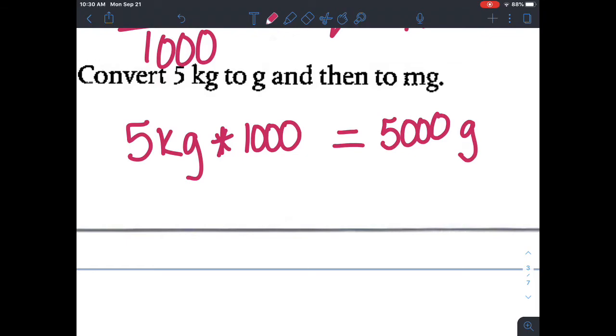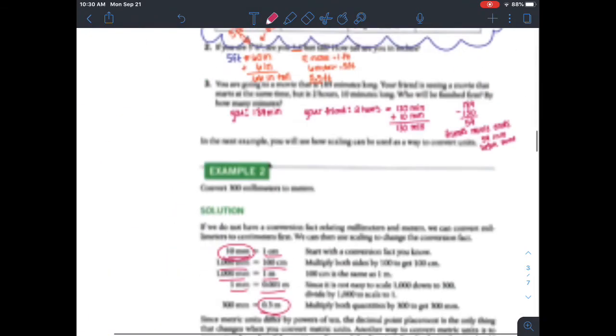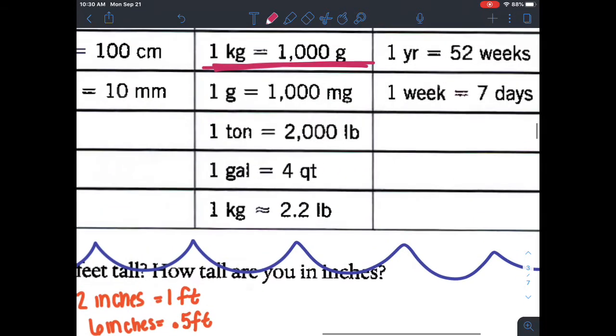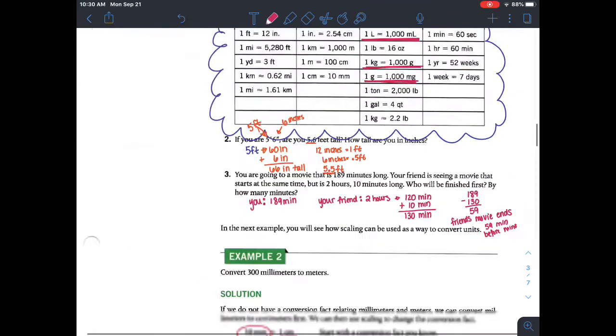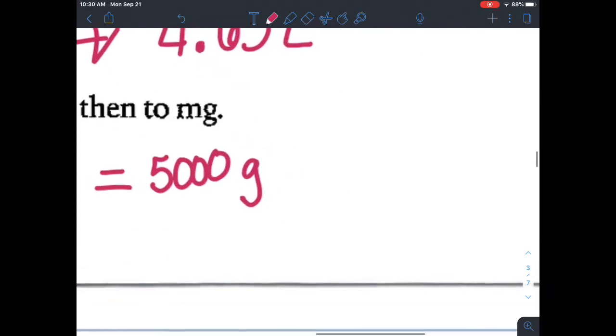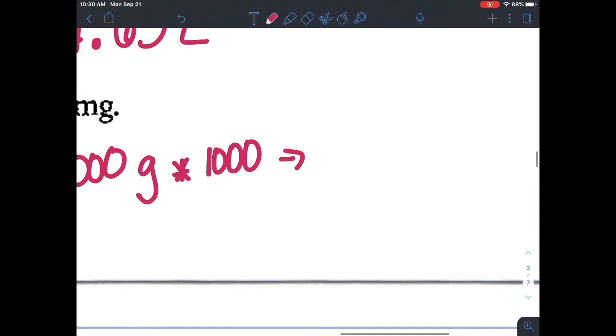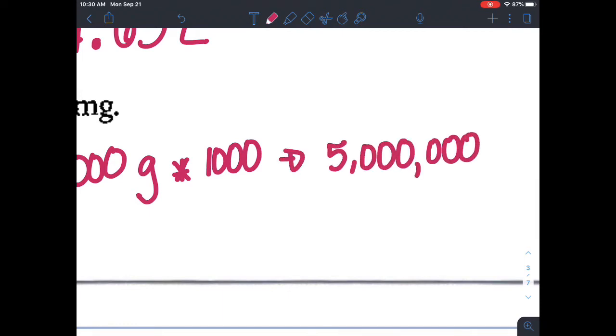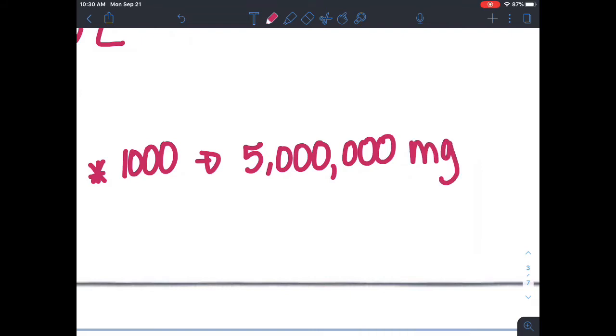And then from grams, I'm going to milligrams. So grams to milligrams, there are 1,000 milligrams in 1 gram. So a gram is bigger. So we're going to multiply by 1,000 again to get to milligrams. And that will equal 5 million milligrams.